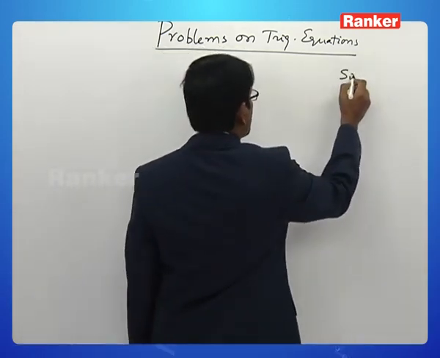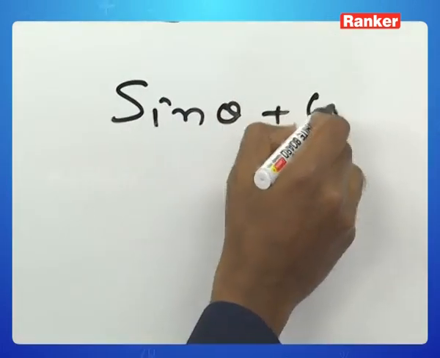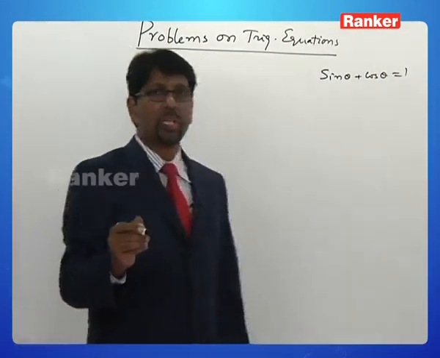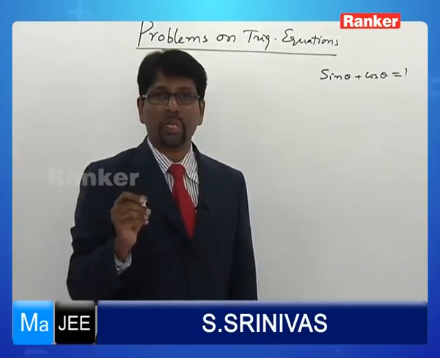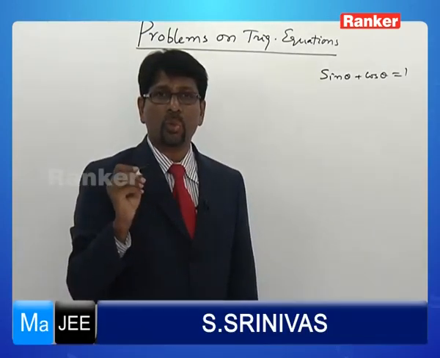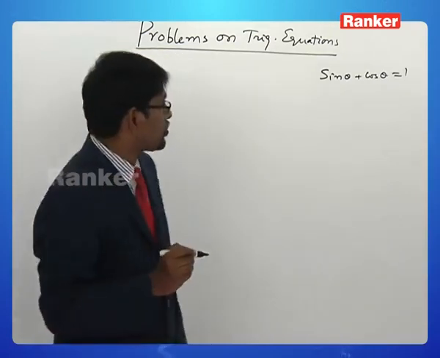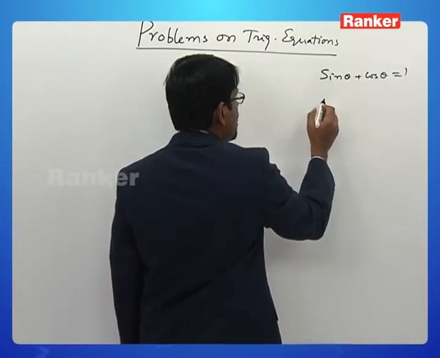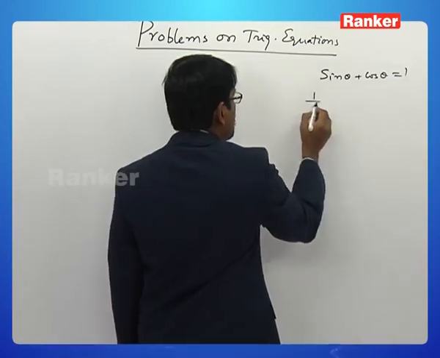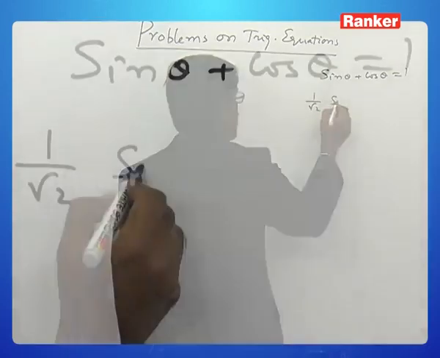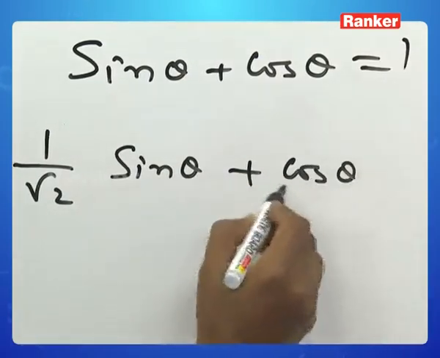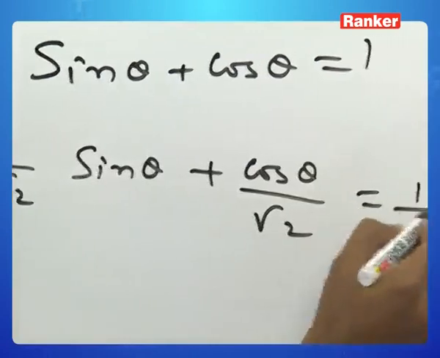Now, sin theta plus cos theta is equal to 1. Generally, when we are solving a trigonometric equation, we have to bring the equation into one trigonometric ratio. Now, there are both sin theta and cos theta. Can we bring it into one? I'll multiply both sides by 1 by root 2. So, sin theta by root 2 plus cos theta by root 2 is equal to 1 by root 2.